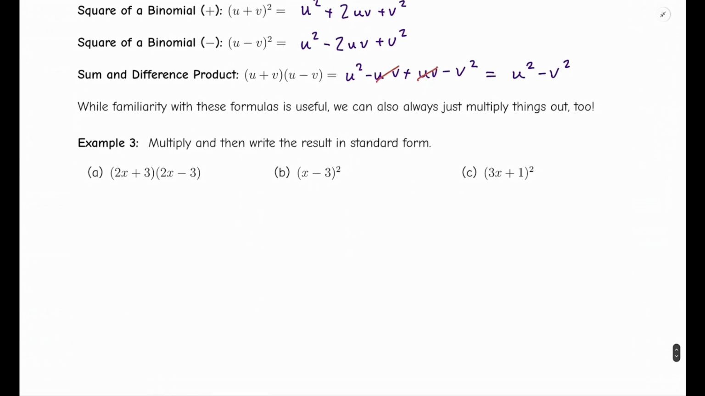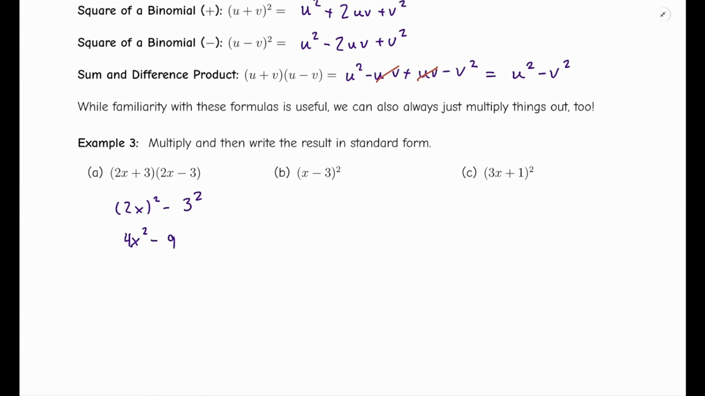Example 3. Multiply and write the result in standard form. A. (2x plus 3) times (2x minus 3). So this is a sum and difference product. So that means it's going to be (2x) squared minus 3 squared according to the u squared minus v squared formula. And simplifying this, we get 4x squared minus 9.